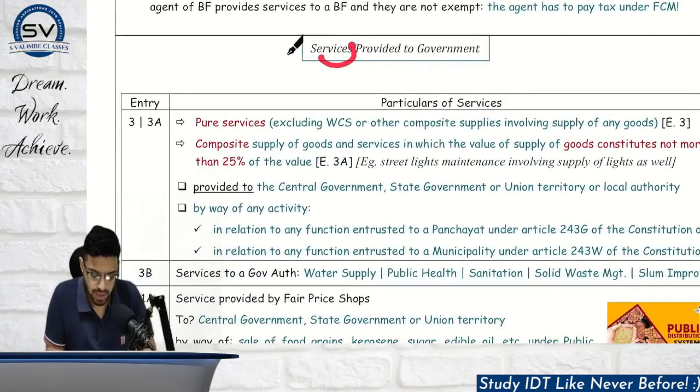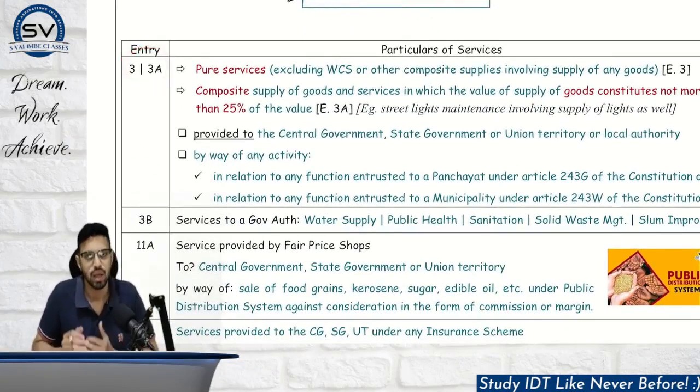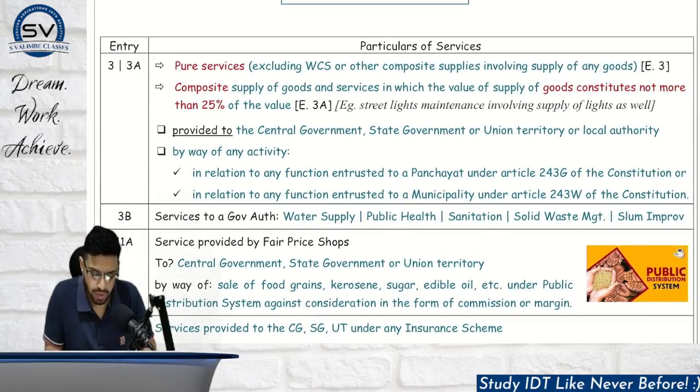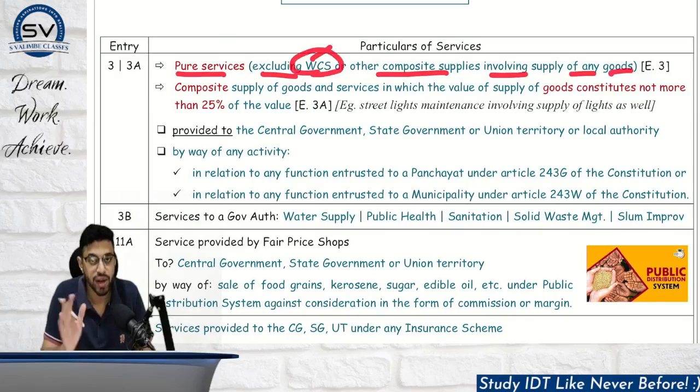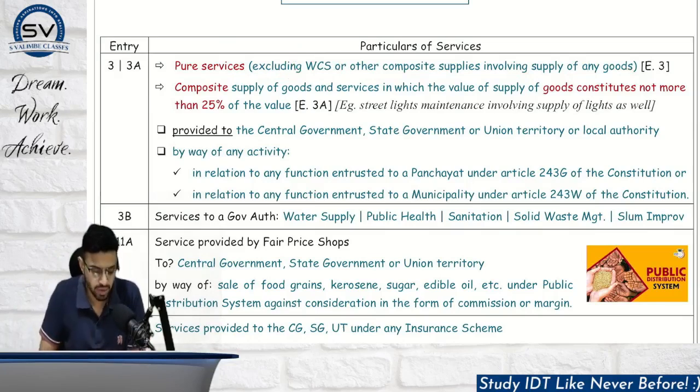Next, services provided to government. Let's see entry number 3 and entry number 3A. Now, please understand, entry number 3 means pure services provided. Pure services means no involvement of goods. Pure services excluding WCS or other composite supply involving goods. Works contract service is considered as a service, but technically it involves composite supply. Hence, we are excluding it from this pure services definition.